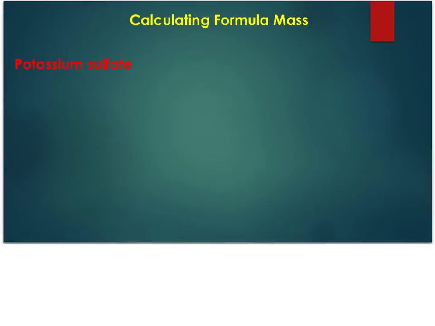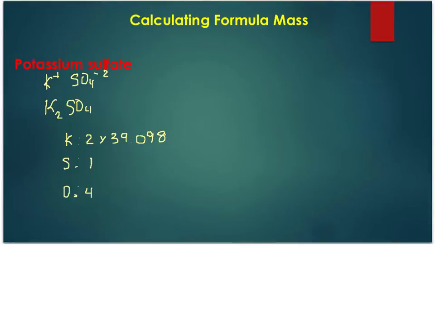Okay, here we have potassium sulfate, and let's go through finding the formula again. Potassium would be K plus, sulfate SO4 minus 2, so that's K2SO4. So for potassium we have 2, sulfur we have 1, oxygen we have 4. So potassium would be 2 times its atomic mass. If you look it up, 39.098. You can always pause the video and calculate and then come back to check the answers. Sulfur would be 1 times 32.066.